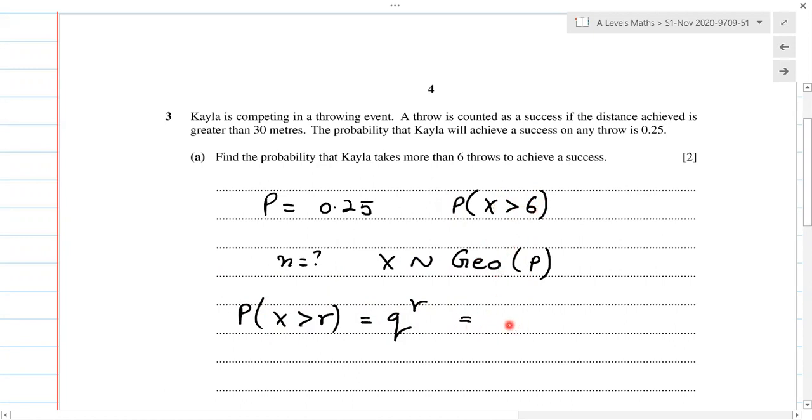So if p is this, we have q as 0.75, 1 minus p, that's going to give you q. So this is just going to be 0.75 to the power of 6. And we're going to get this as 0.1783 to 4 significant figures. That's your answer.